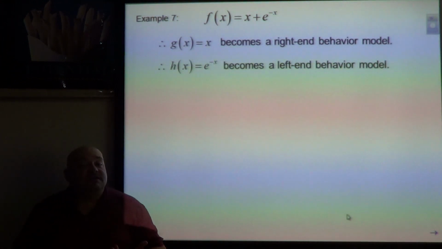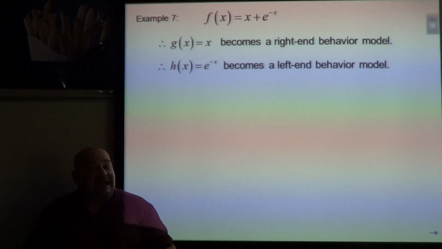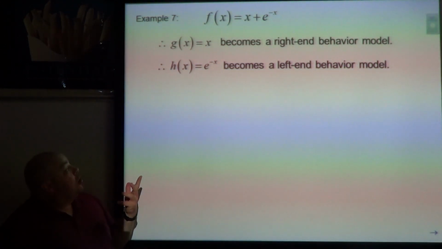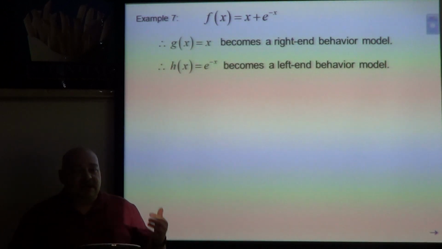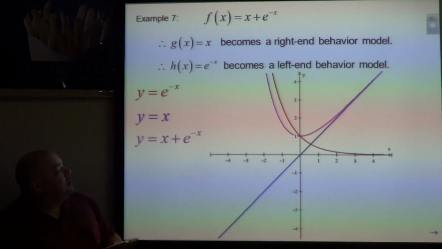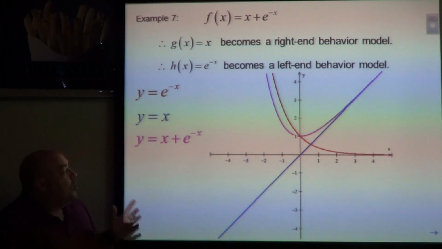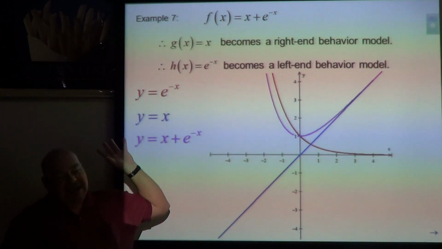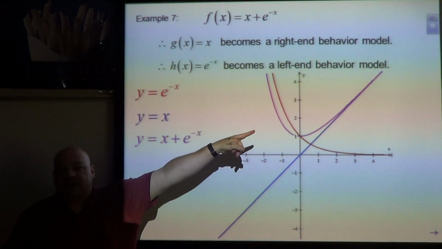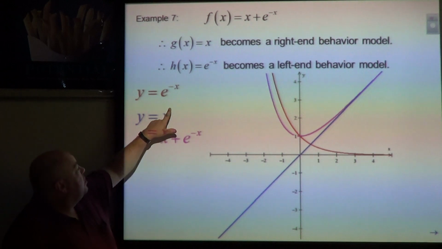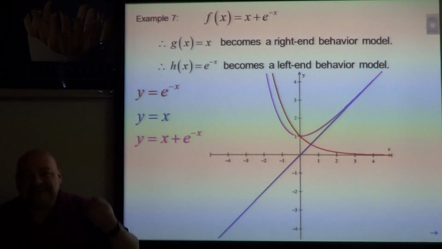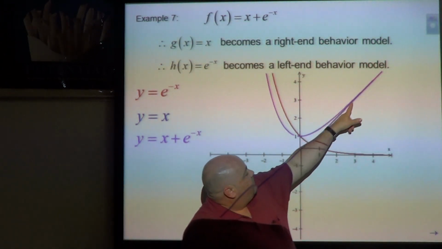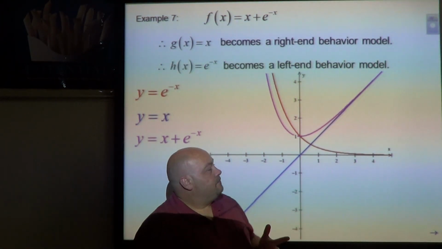Alright, so for this, our right-hand behavior model becomes g of x equals x, and our left-hand behavior model is e to the negative x. Now, I'm going to show you a graph of these, and you can see what happens here. What we're saying with the end behavior model is that as you let x get larger and larger in that direction, this function is going to become more and more similar to y equals x. And we can see that. As we get further over here, it almost becomes the same line.